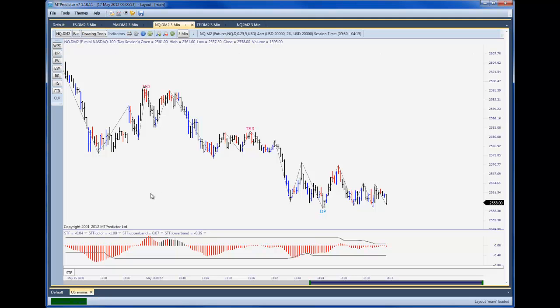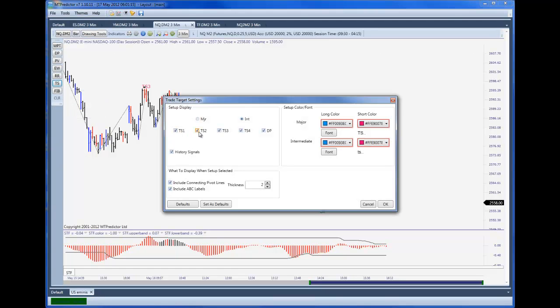In MTPredictor, at the entry level, you'll see lots of other videos we do on more advanced techniques, but at the entry level we have automatic setups. You can see them here on the chart. Let me just show this properties. We have 1, 2, 3, 4, 5 automatic setups.